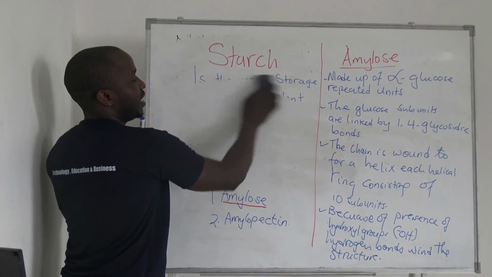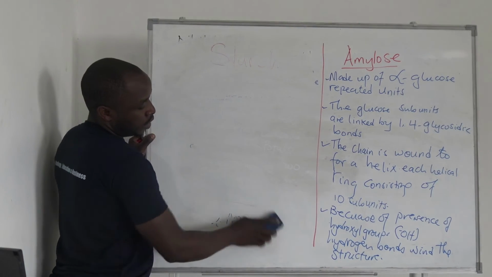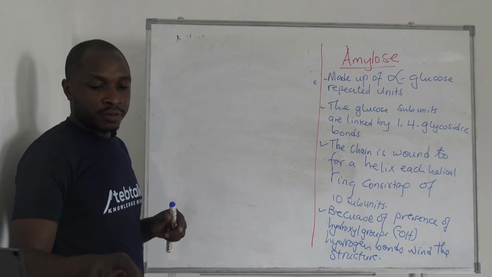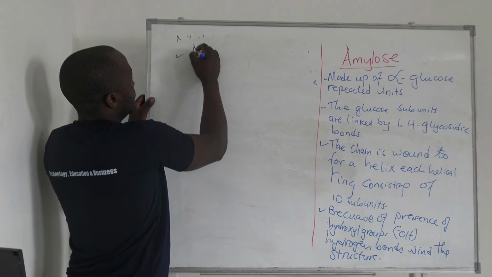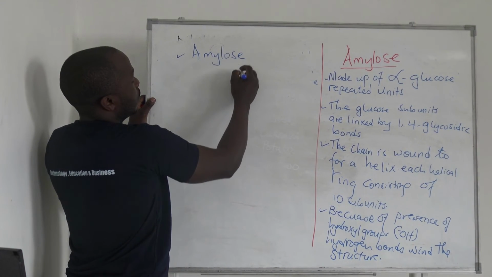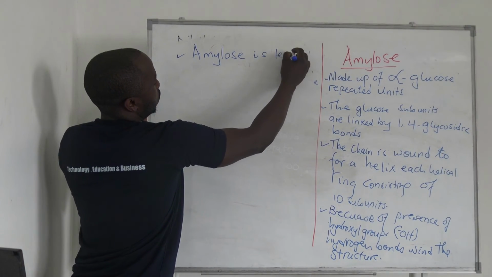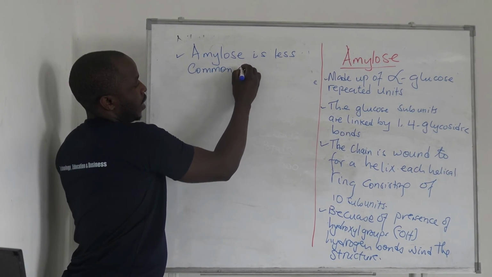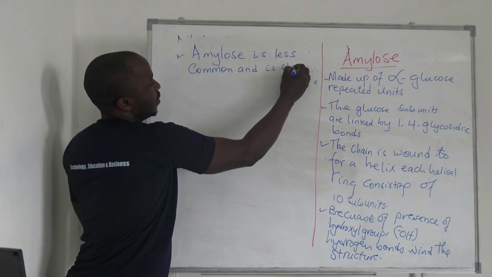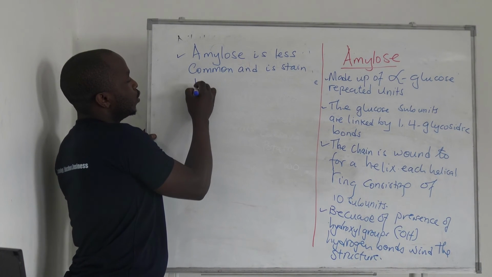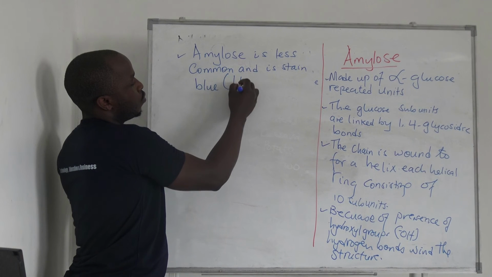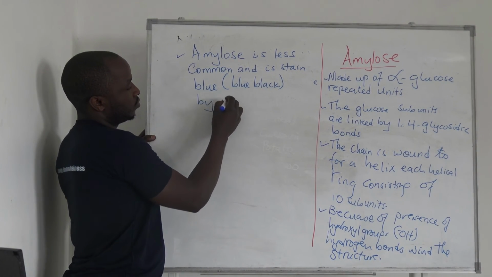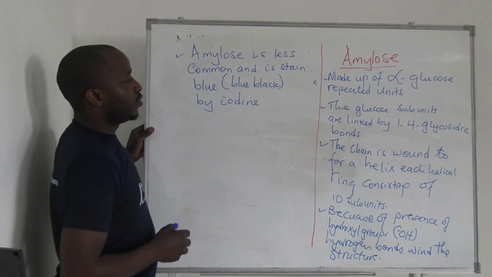So the amylose form of starch is not as abundant as the other, amylopectin. It is less common. So amylose is less common, and is stained blue or blue-black by iodine solution.